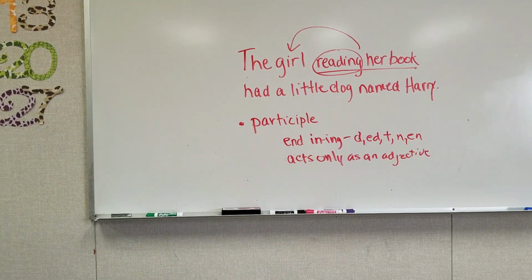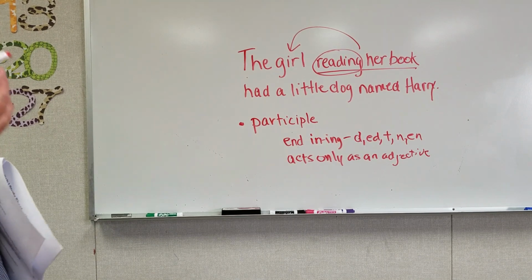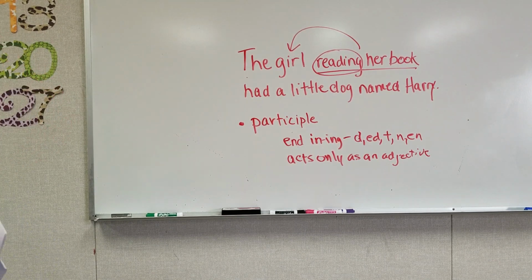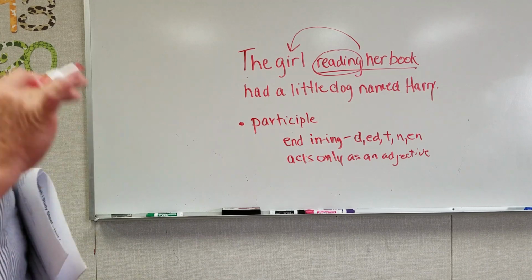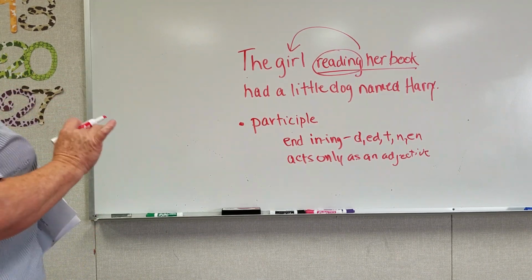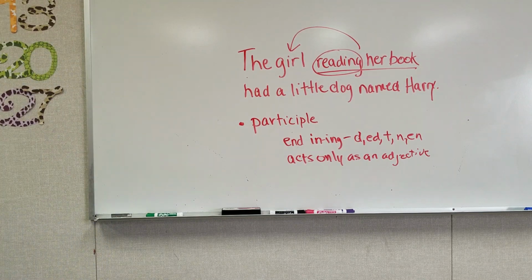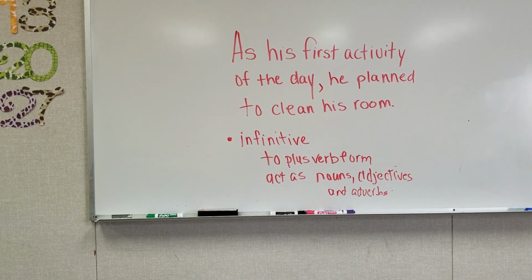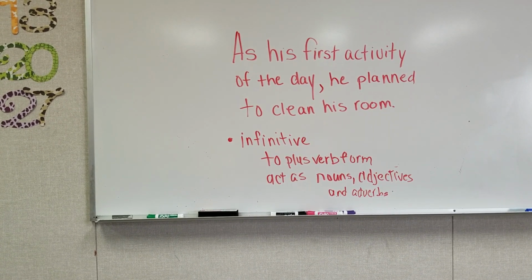Okay. So we have the same word as we had in our last sentence, reading, but because in the last sentence it was being used as a noun, it acted as a gerund. In this sentence, it's being used as an adjective, so it's acting as an adjective. It is a participle because it's acting as an adjective and not as a noun.